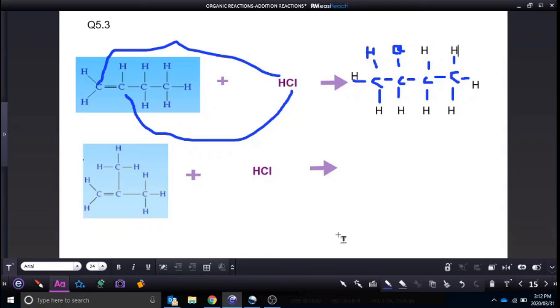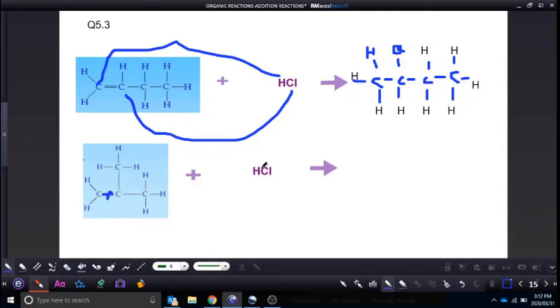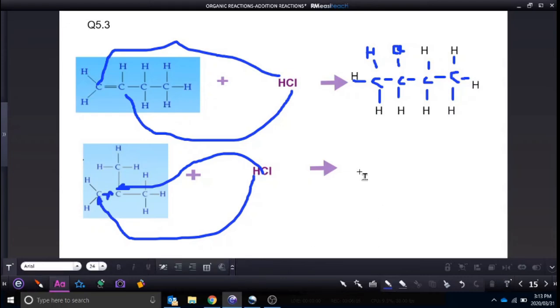Okay, now if we look at the second one, the same thing applies. So let's go back. We need to break our double bond. Remember, we do not have water, it's a dry solid which is added. So the hydrogen will sit on the one with the most hydrogens, and the chlorine on the one with the least amount of hydrogens.